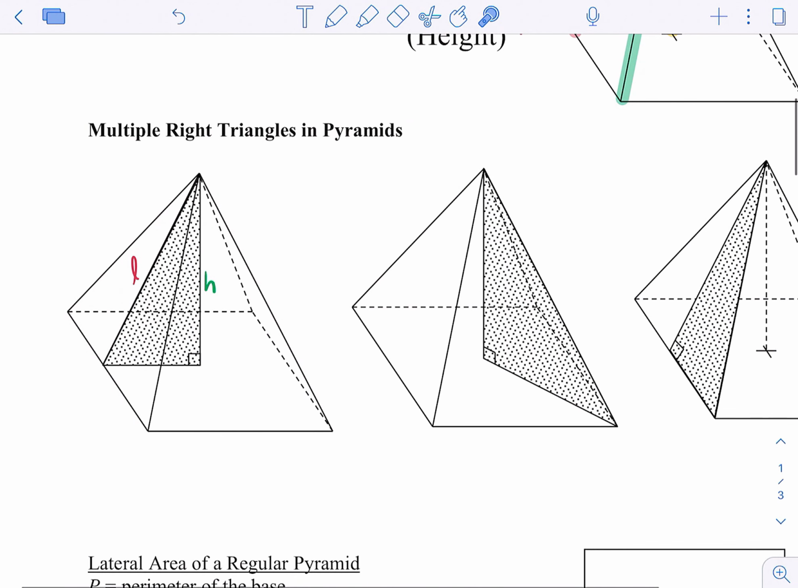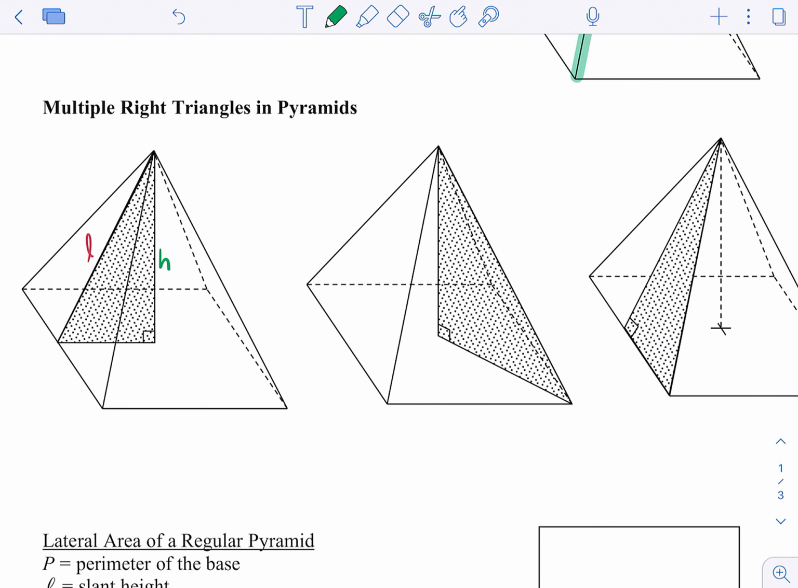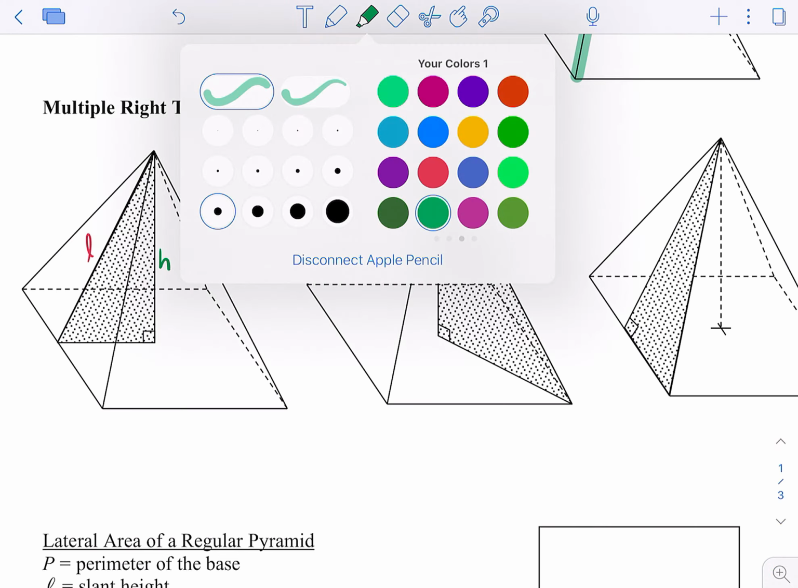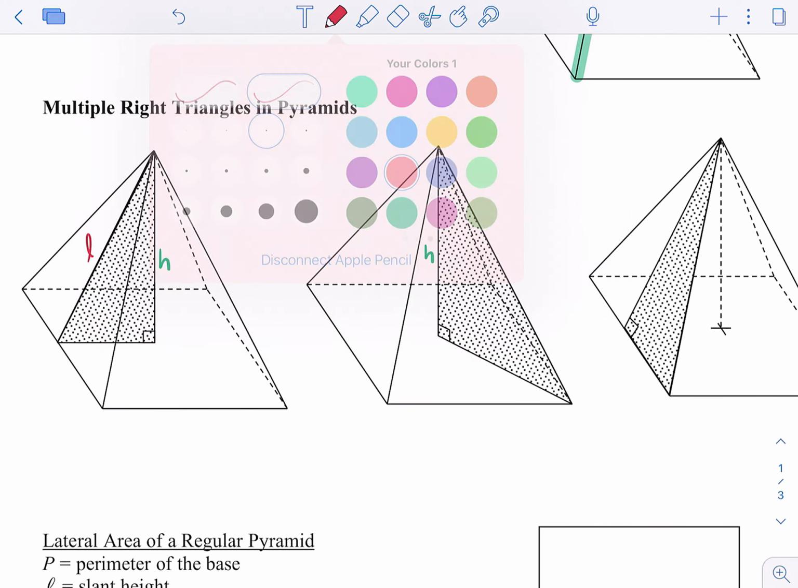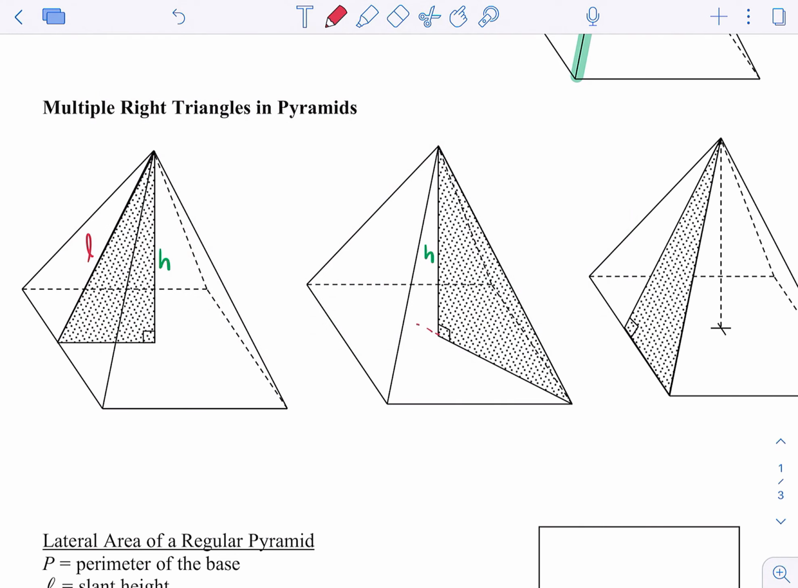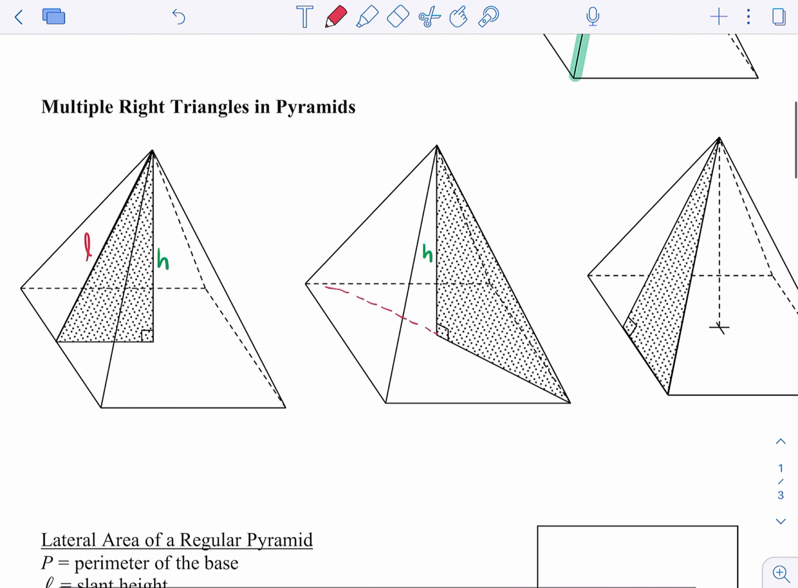In the second diagram, the height is one of the legs of this right triangle. We also have, if I were to extend this side, half of the diagonal of this base here. So half of the diagonal is going to be the bottom leg of this right triangle.